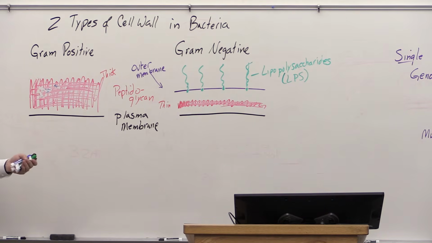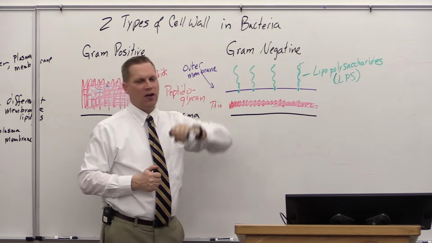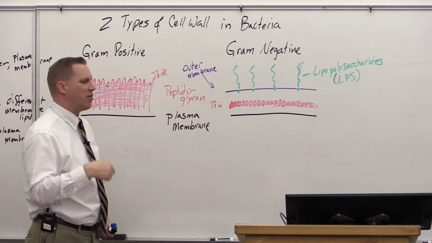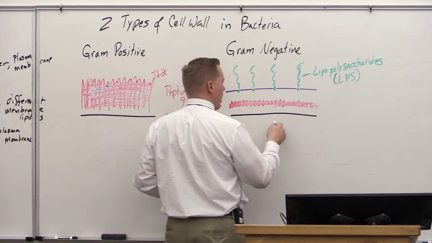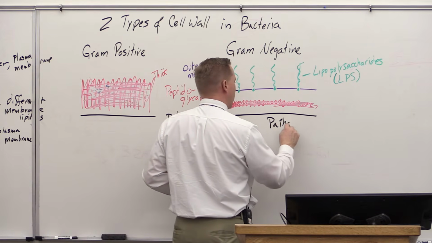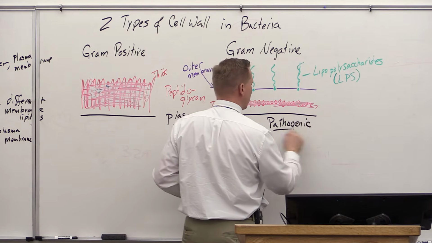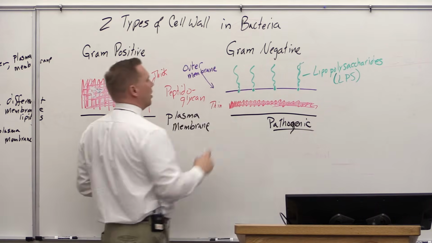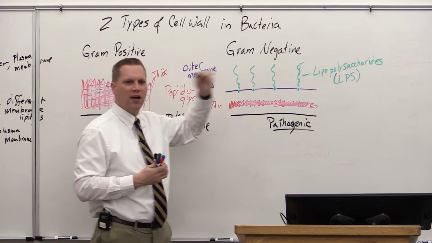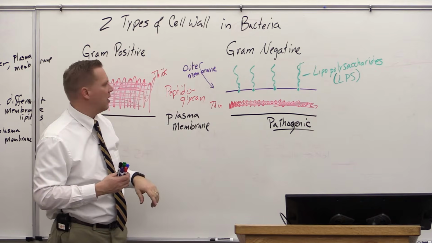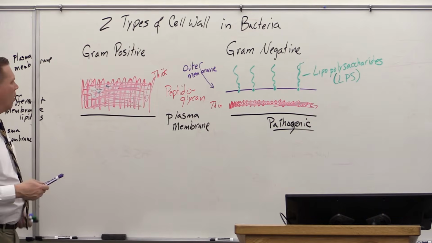Some of the reasons why this is significant is that these lipopolysaccharides often act as toxins inside the body. A lot of gram-negative bacteria, not all, but many, are actually pathogenic. They're pathogens that cause disease or sickness. And the lipopolysaccharides that they contain on the surface are in some cases responsible for that toxicity or for causing people to be sick. So this would be a gram-negative, and this would be a gram-positive.